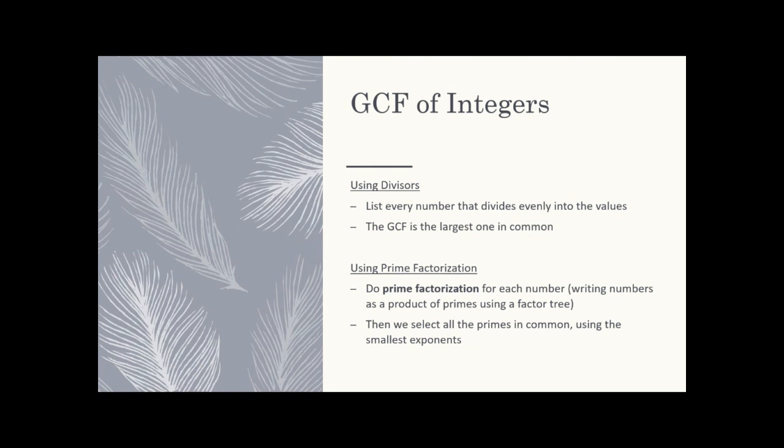Your other option is to do prime factorization. So we used the prime factorization when we were looking for the least common multiple. We'd be using that same technique. When we did the least common multiple, we were picking all the primes with the highest exponent. For the greatest common factor, it's all the primes with the lowest, the smallest exponent. So it's sort of the opposite of the least common multiple. It's the same sort of step. You're just picking different groups of numbers.